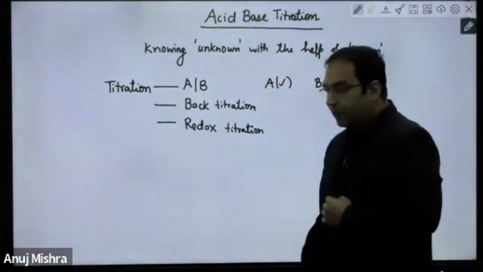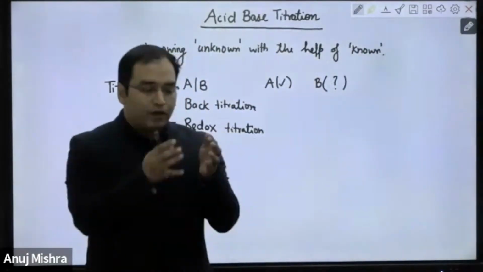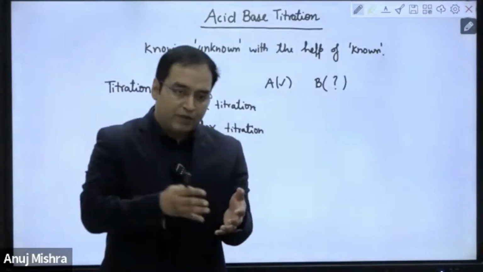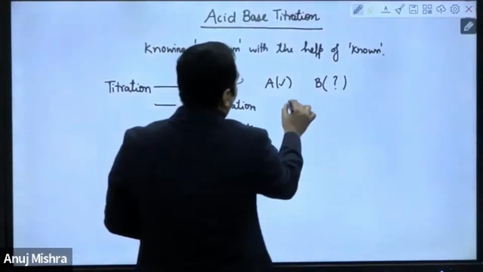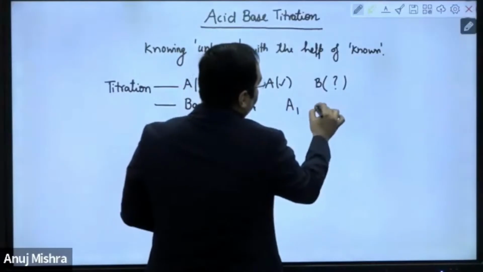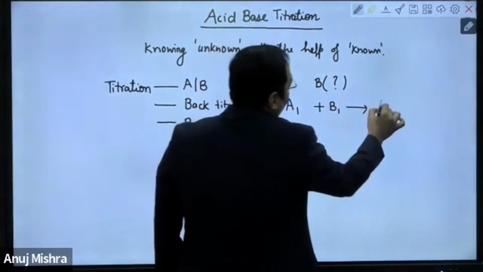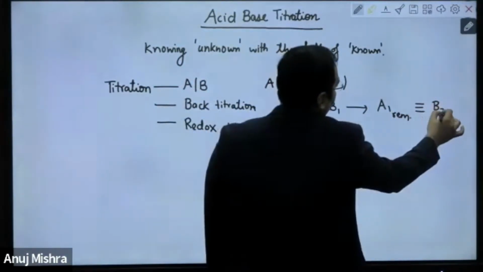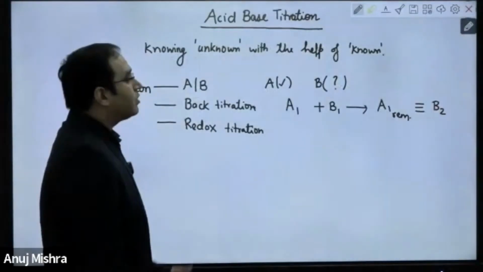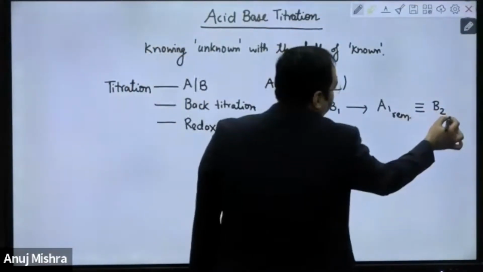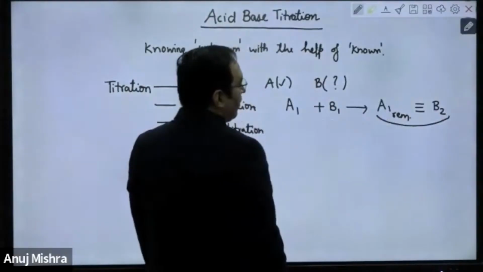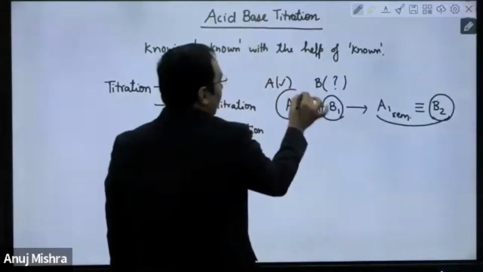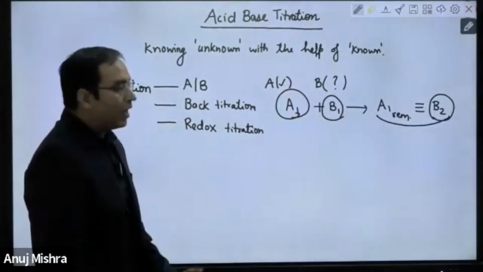What is back titration? Back titration is basically you are doing a certain reaction. Something is remaining. Now you are just titrating it back. Let's say you take some acid A1, react with some base B1. A1 remains. It required some other base B2. Right? This is back titration. So we'll say B2's gram equivalent will be same as A1 remaining gram equivalent. B1 gram equivalent plus B2 gram equivalent put together will be A1 gram equivalents, right? That's how we do the calculation part.